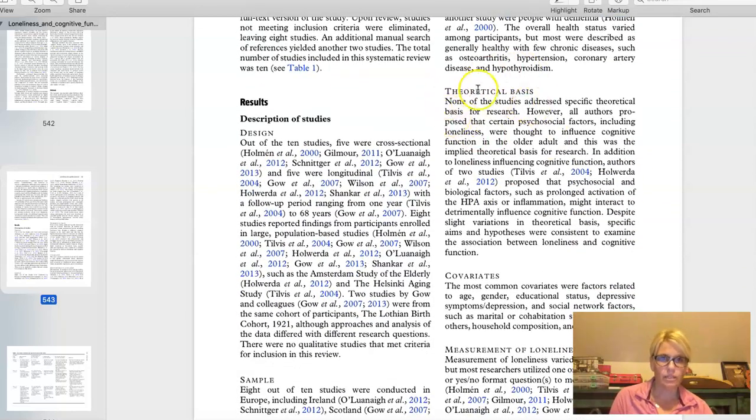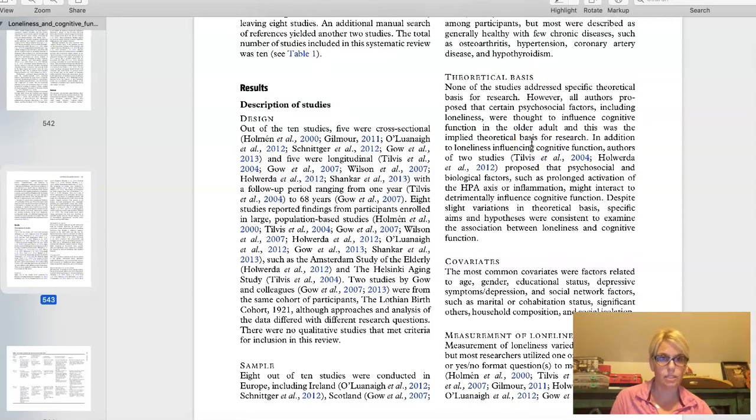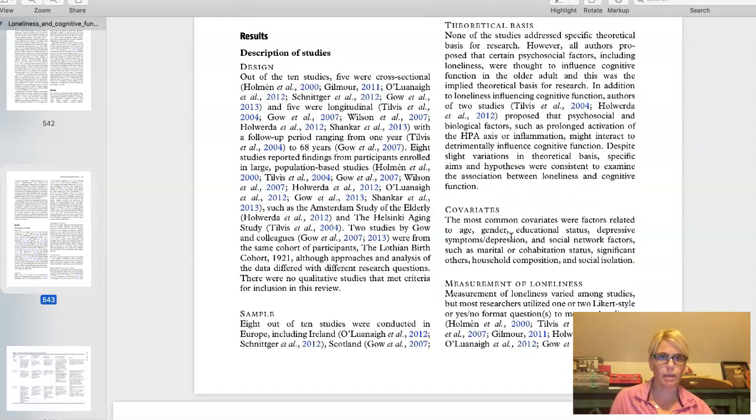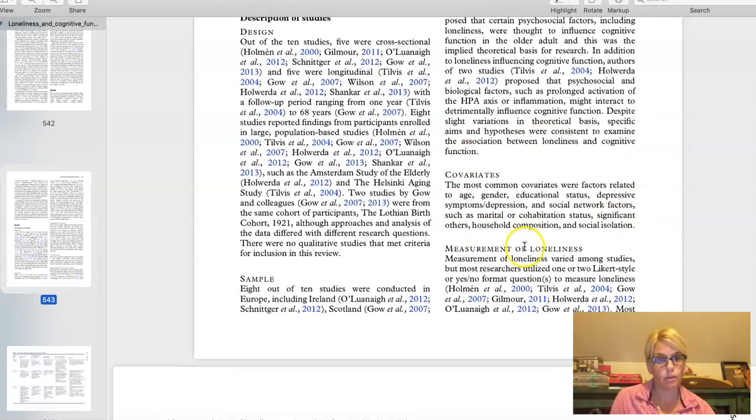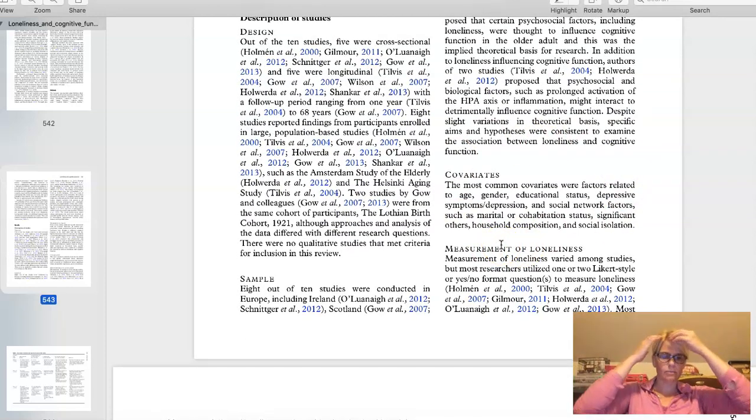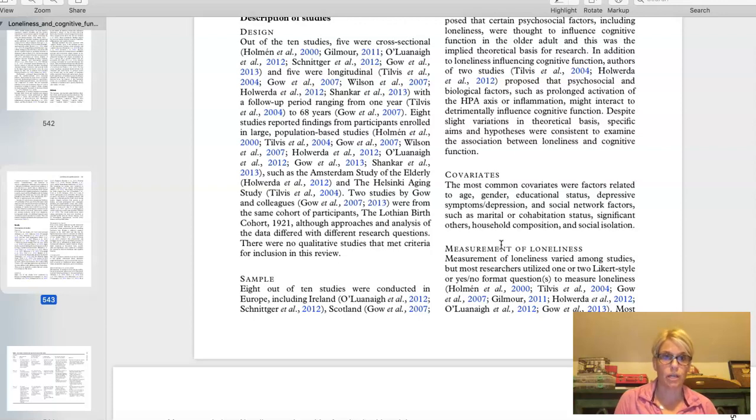I do go here and say that none of the studies talked about their theoretical basis, but it really was implied, and that it was the same thought process as I was thinking about the HPA axis and inflammation and how that directly impacts inflammation. I talk about covariates because I thought with cognitive function, that was relevant to say that they did control for age and gender and education and some social network factors when they were doing the statistics for this.